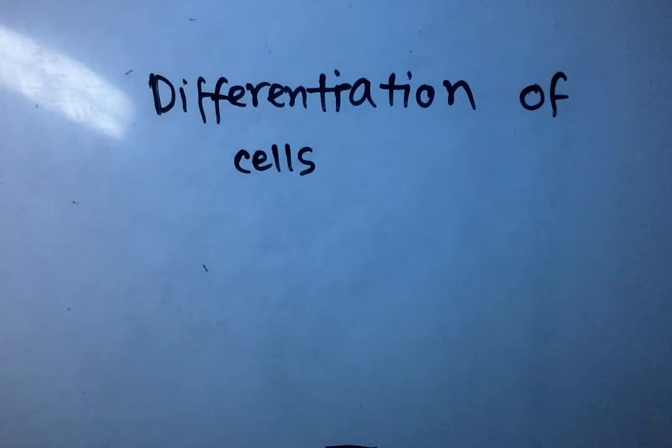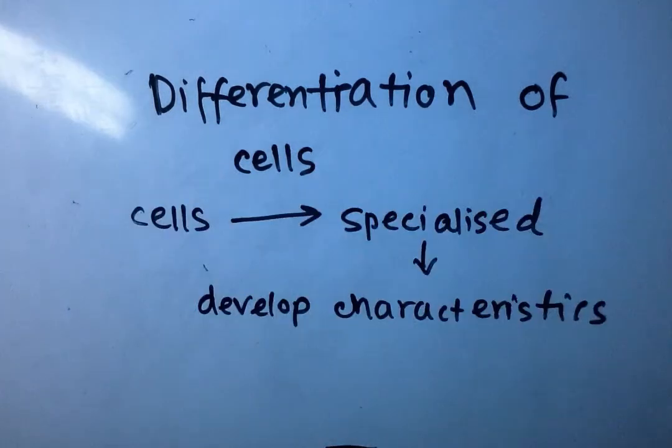So differentiation is the process in which a cell becomes specialized for a specific purpose. When new cells are produced after cell division, they may change and develop into new tissues. This process of change is called differentiation. So specialized cells are those which have developed certain characteristics in order to perform particular functions. Now let's look at some examples.